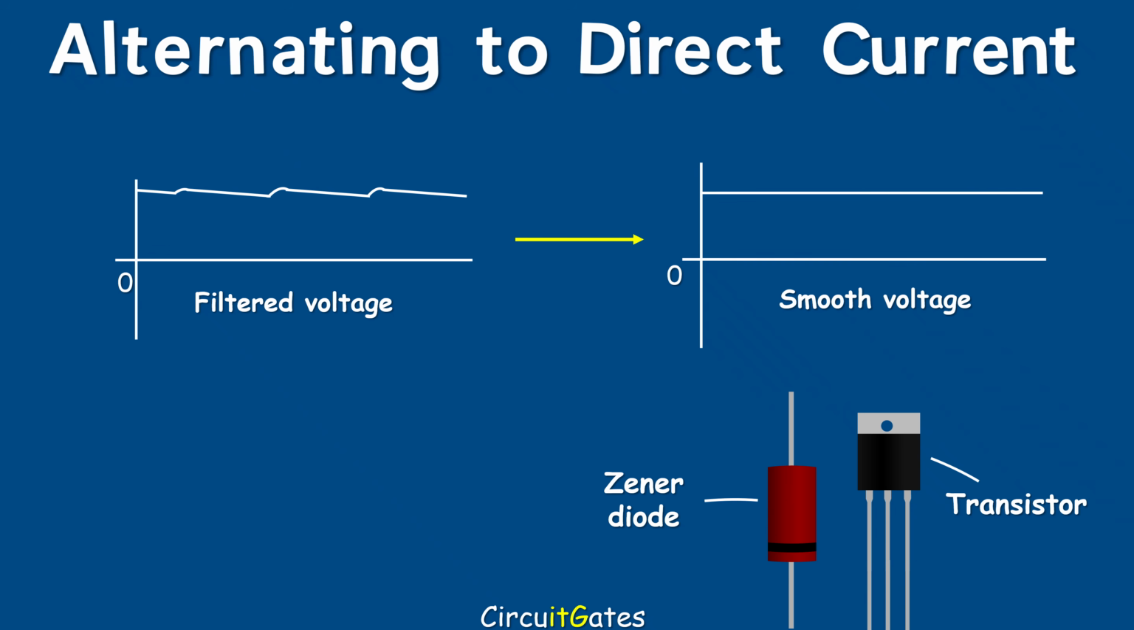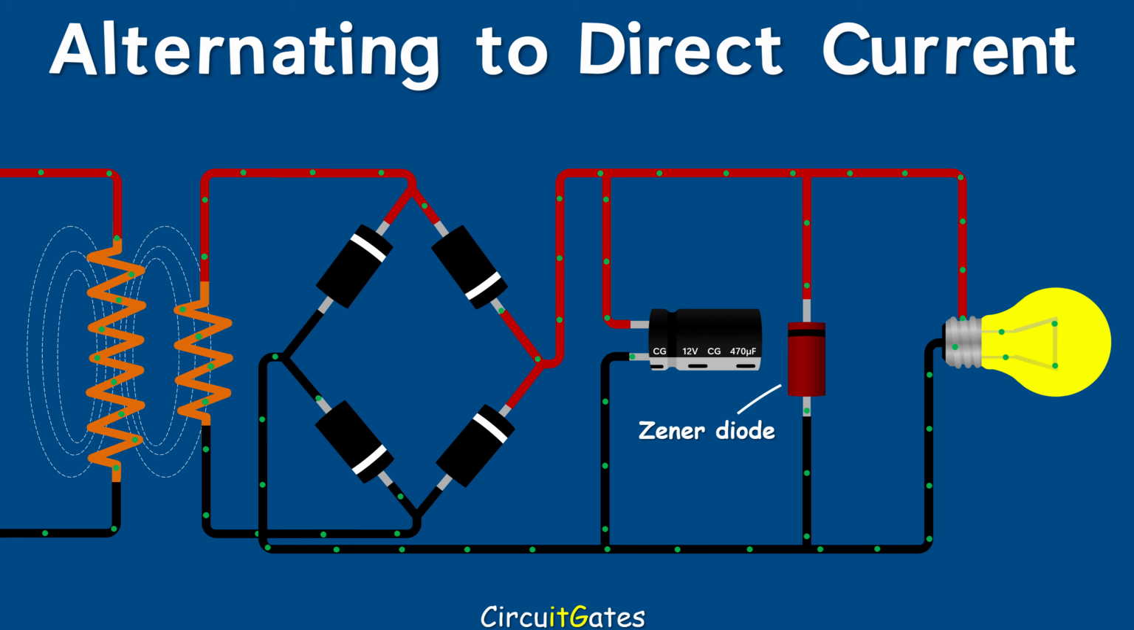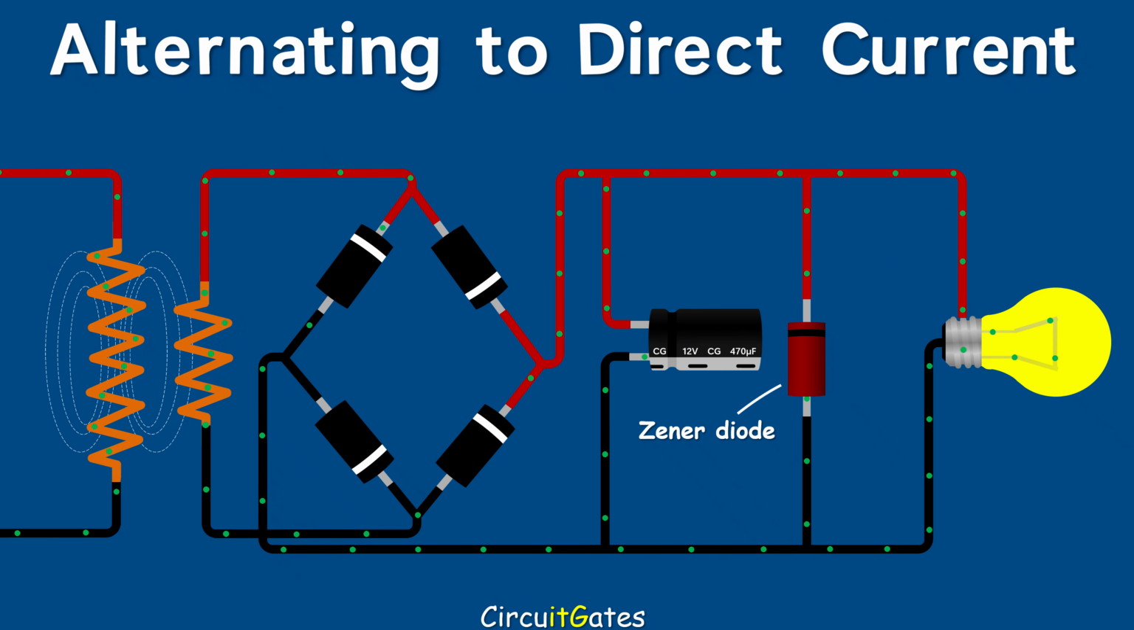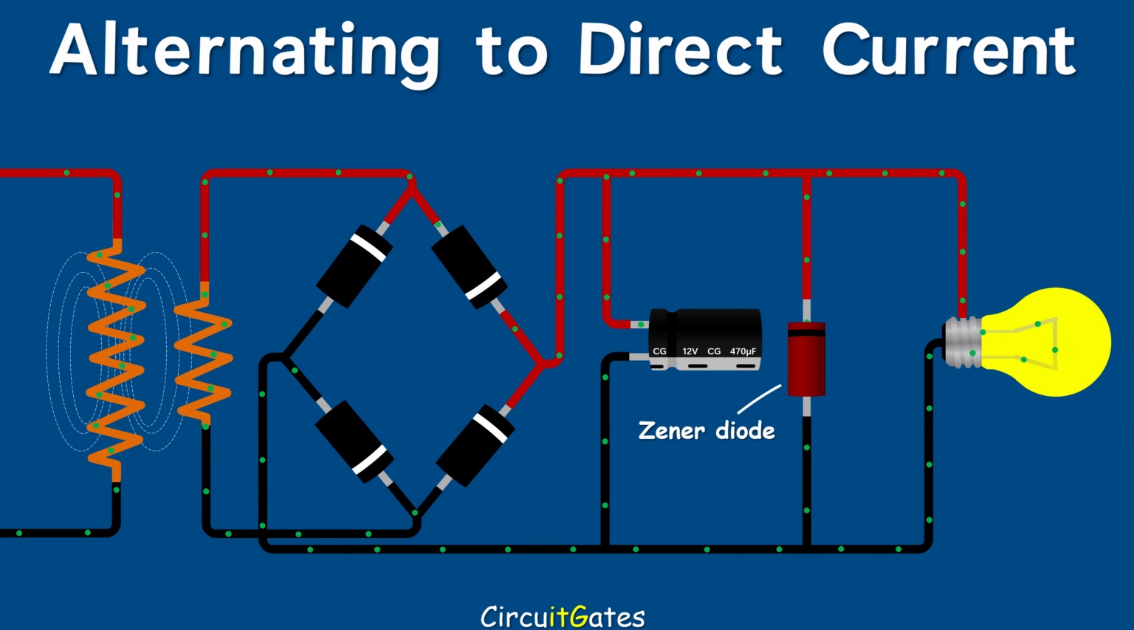For a zener diode to regulate voltage across the load, we connect it in reverse to the DC input voltage and in parallel with the load. Zener diodes are mainly designed to work in reverse, although they can work in forward just like a rectifier diode.